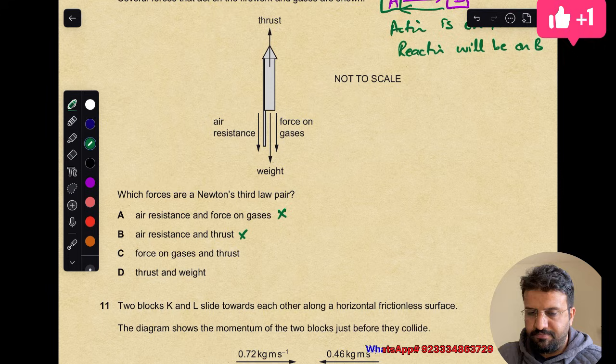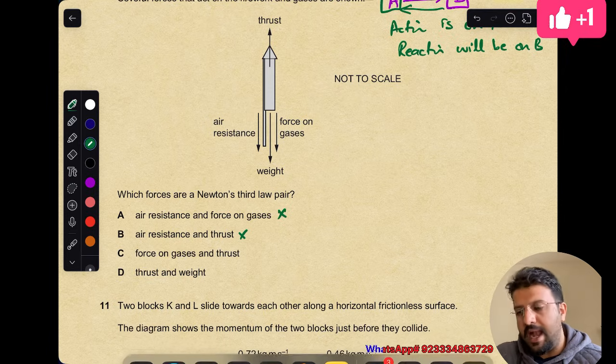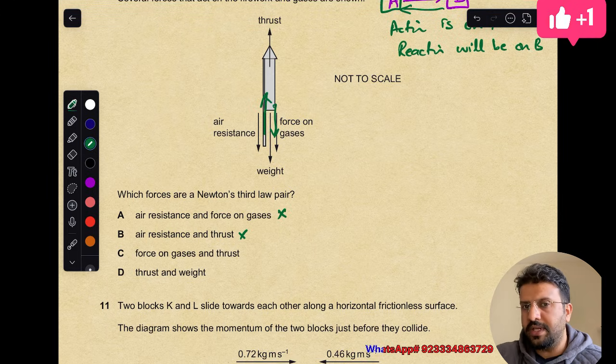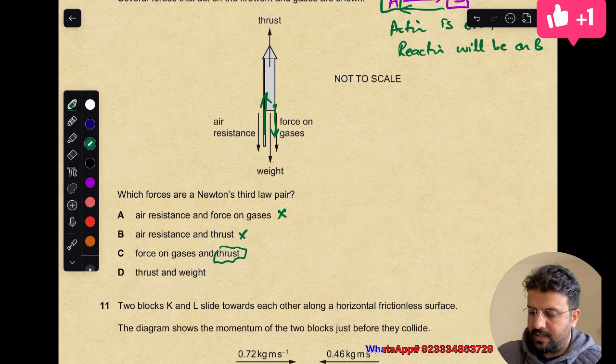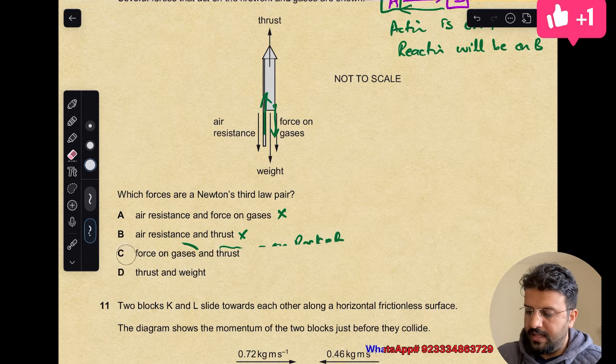Force on gases and thrust, more or less the same mistake or no? Yes, it is force on gases and the thrust. So if you consider this rocket is applying a force on the gases, and the gases in return are applying a force on the rocket, then action is on the gas, reaction is on the rocket, and thrust is on the rocket, right? Force on rocket, and this is force on gases. So this is action, reaction, a perfect pair. So option C is correct.